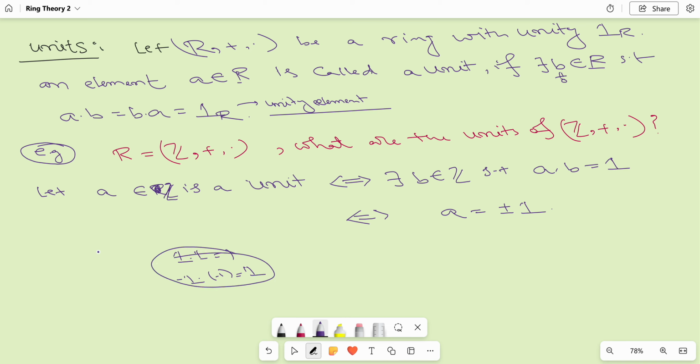But suppose you take a to be 2. Then you have to choose b to be half, but half is not a member of Z, so you cannot take it. So the units are basically plus or minus 1. There is no other unit. So the units of Z are actually plus or minus 1.